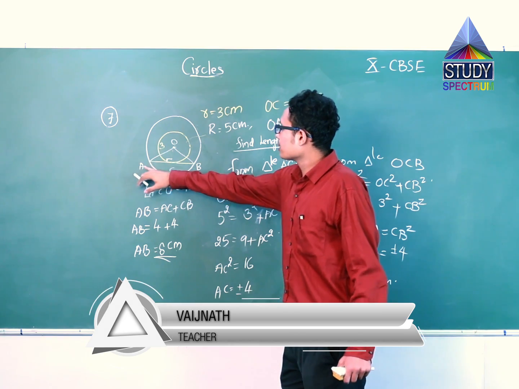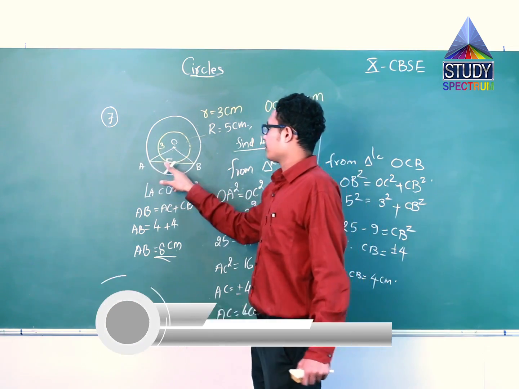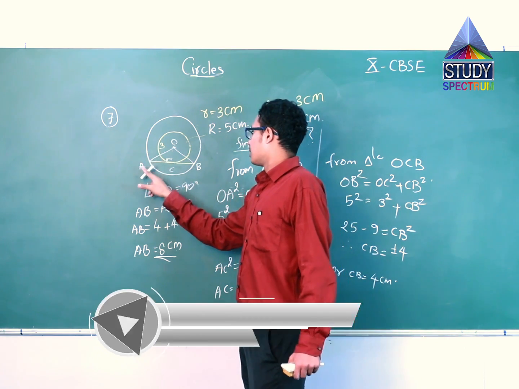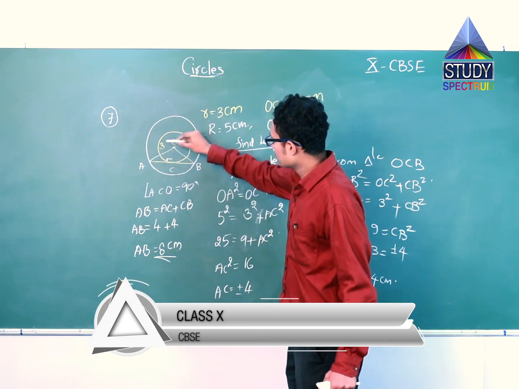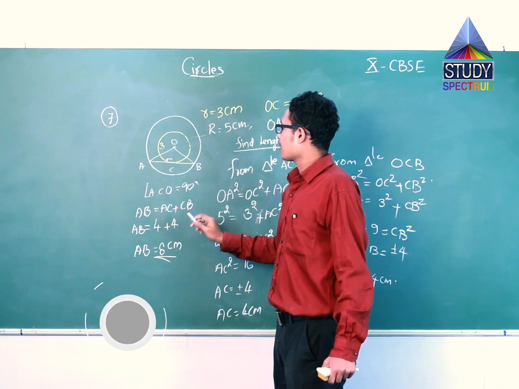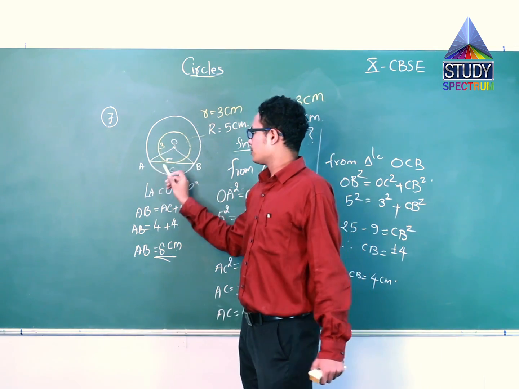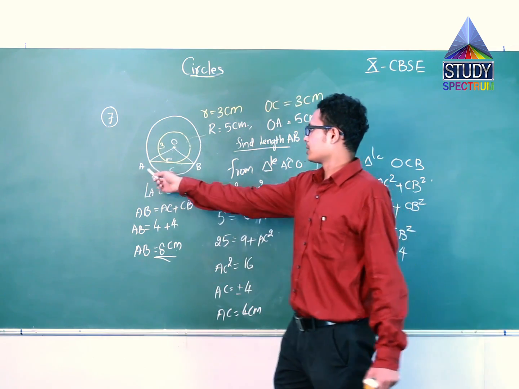And we are given a chord, we do not know the length. So this is the chord AB, and we have to find out the length of the chord. I have indicated the chord by AB. We join point A and O, again point B and O here, and I have applied the Pythagoras theorem to these two triangles, and I found out the length of AB.